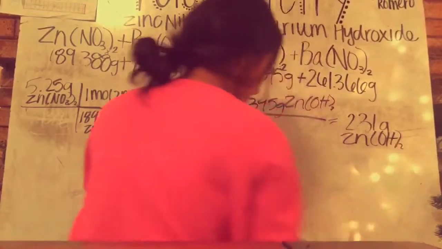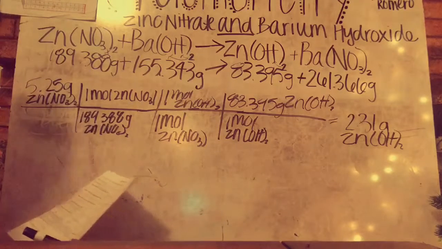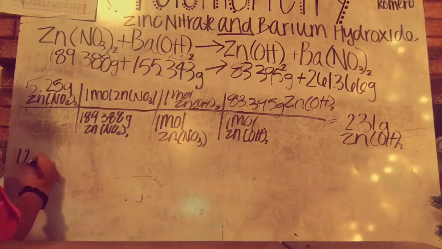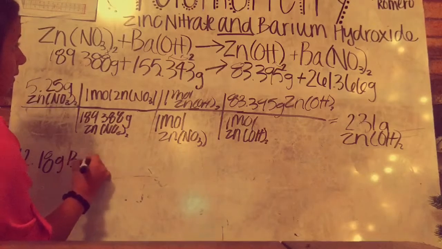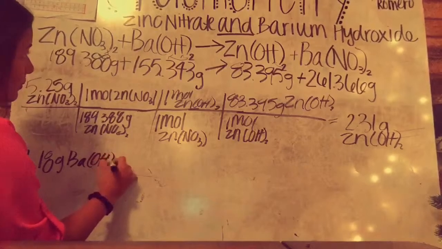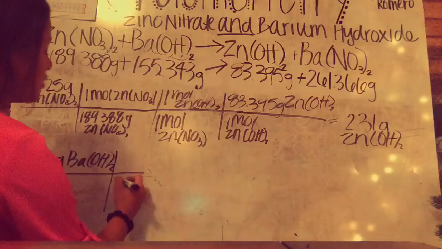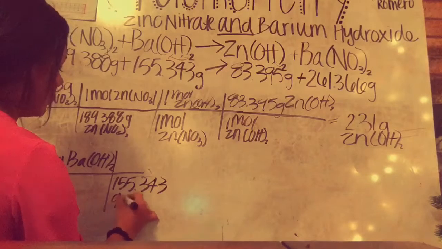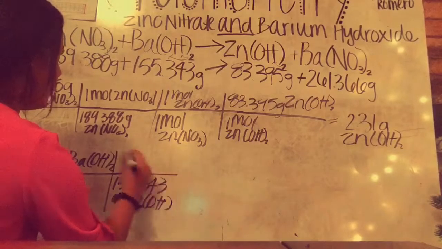Okay, so we're going to keep that in mind, all right? We are now going to go from barium hydroxide to zinc hydroxide. So our next equation is going to start with, I'm going to pick a random number. We are going to start with 12.18 grams of barium hydroxide. Okay? And the molar mass of barium hydroxide is going to be 155.343 grams of barium hydroxide. And that is going to be equivalent to 1 mole of barium hydroxide.